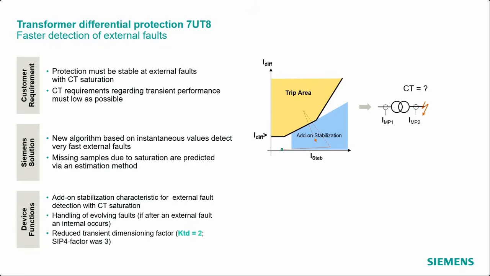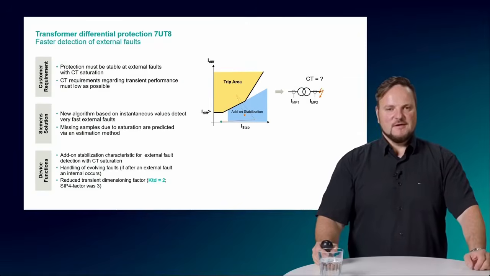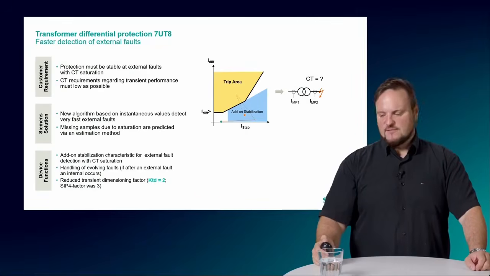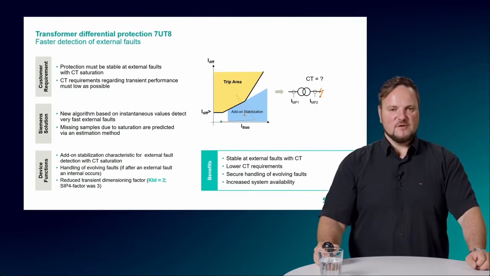In cProtect 4, it was 3 for transformer protection. Now we have a KTD of 2. That means you can build the current transformer a little bit smaller, and this also saves money, because now we have lower CT requirements.